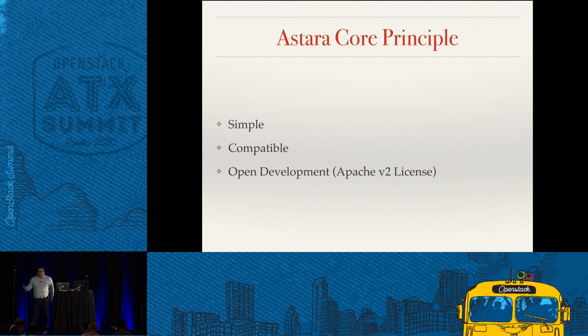So our core principles. From the get-go, we wanted to simplify how Neutron is run, right? The reference architecture has all these agents that are running in different environments. We want to be actually compatible with Neutron. So we didn't want to replace Neutron or replace the whole networking stack that some of these SDN solutions do. And we're a fully open development environment. So the Apache 2 license, you can modify the code, put it back up on GitHub, keep it.